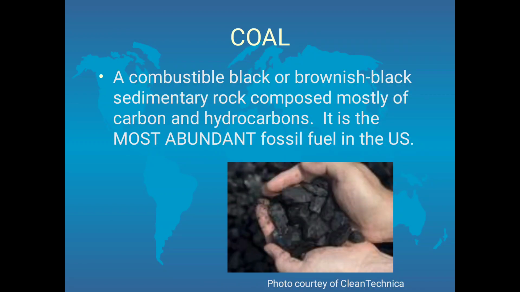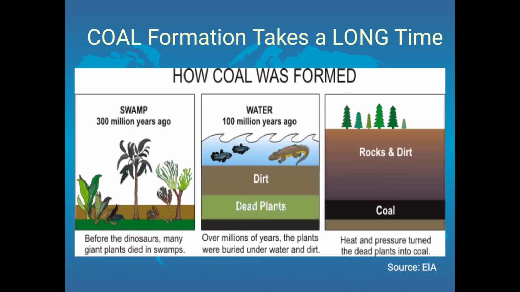Coal, a combustible black or brownish black sedimentary rock composed mostly of carbon and hydrocarbons. It is the most abundant fossil fuel in the US. Coal formation takes a very long time. How is coal formed? Swamp. 300 million years ago, before the dinosaurs, many giant plants died in swamps.